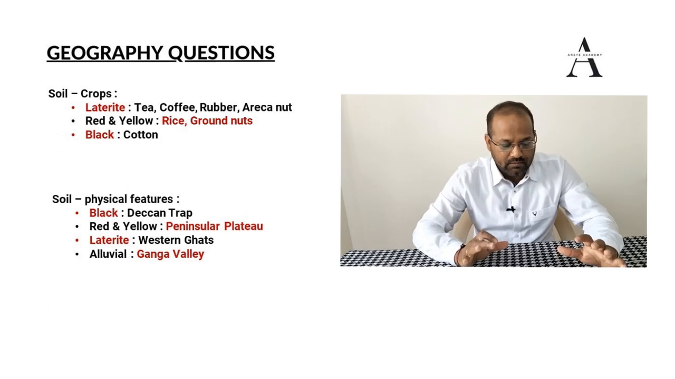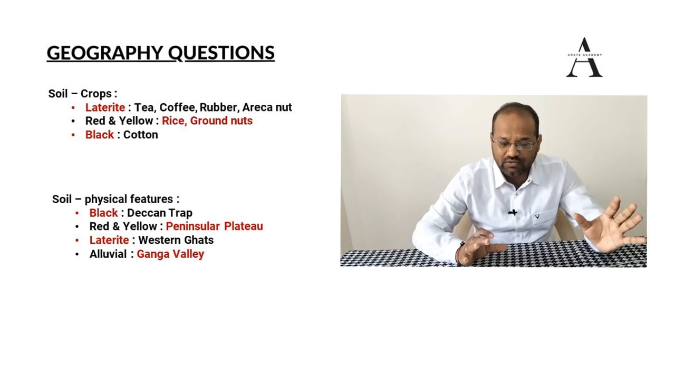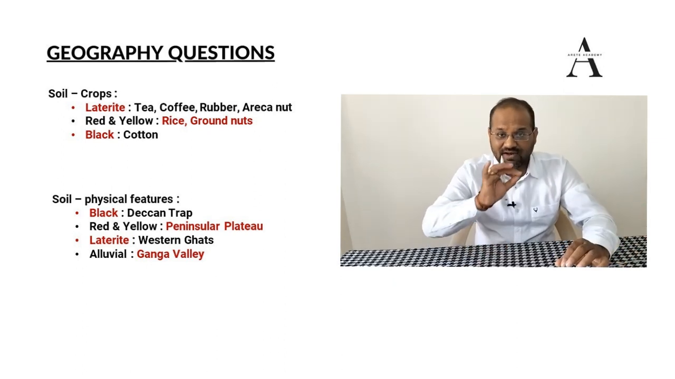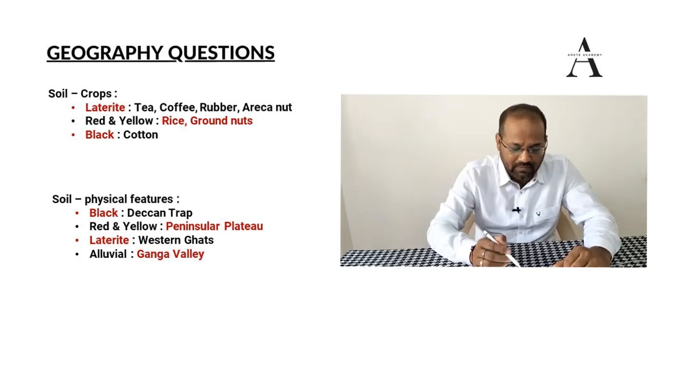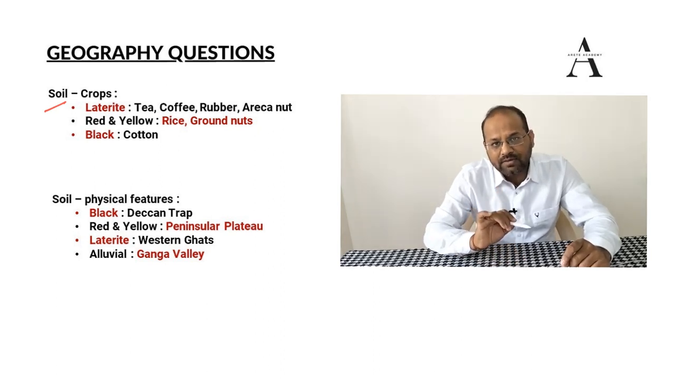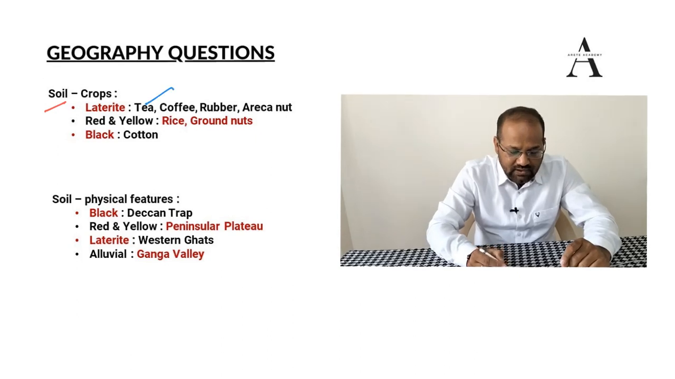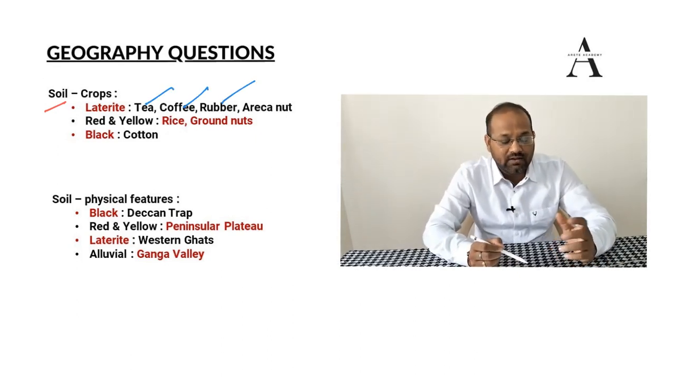Also, UPSC has this habit of asking about crop types. They associate a particular crop type with a particular soil. They give it in match the following, or in a statement asking which crop type a particular soil is known for. I have taken a few representatives. For example, laterite soil is suitable for plantation activities. Take tea, coffee, rubber, or areca nut. These can be associated with laterite soil.